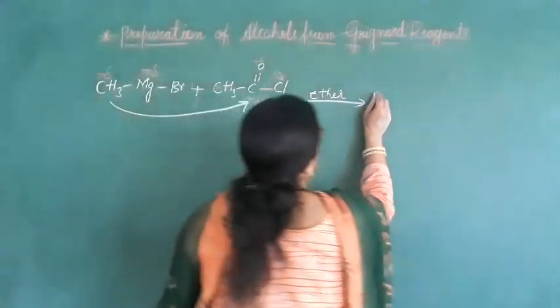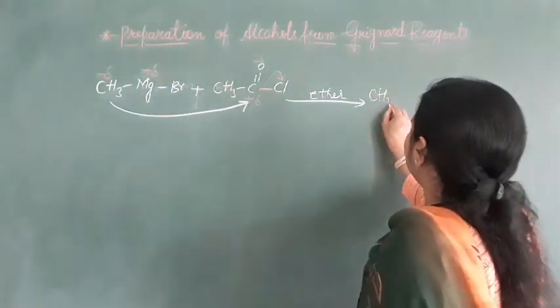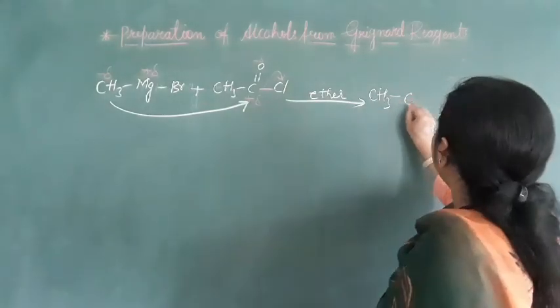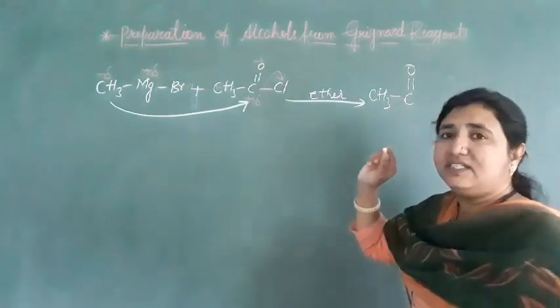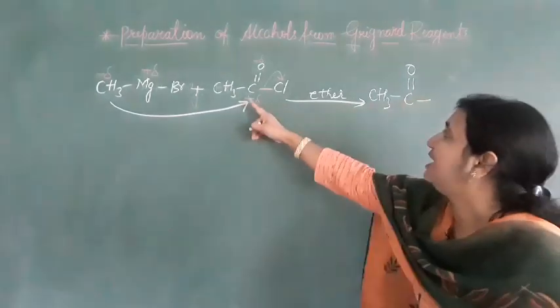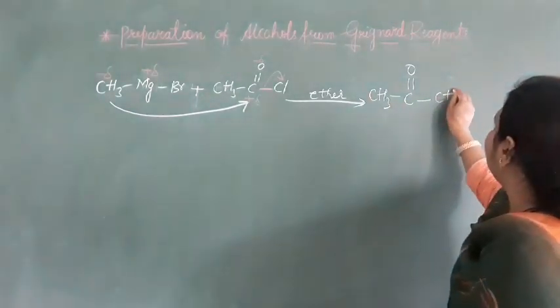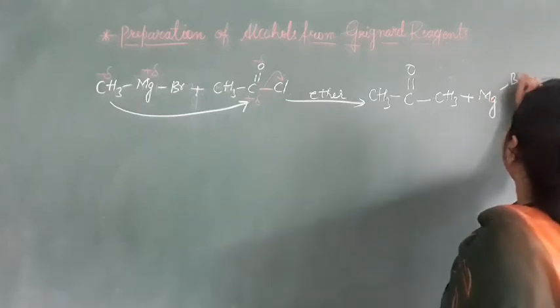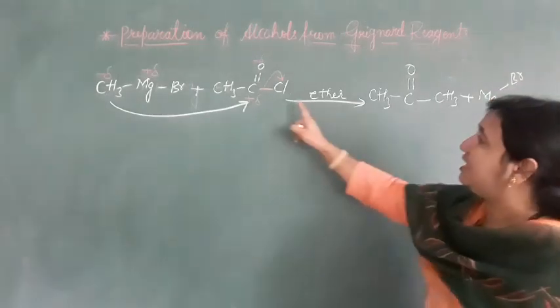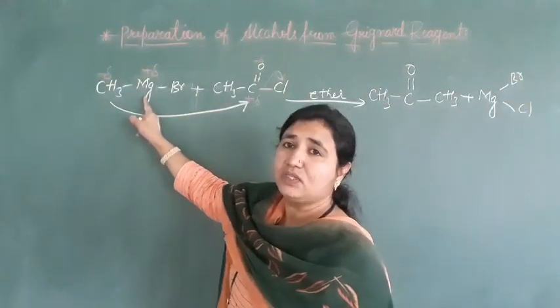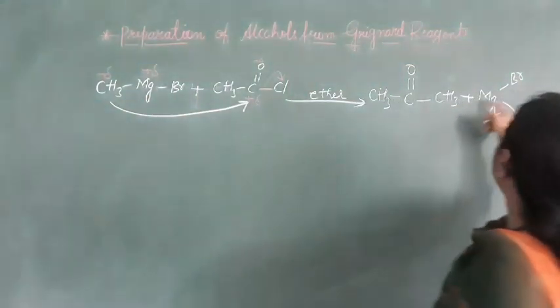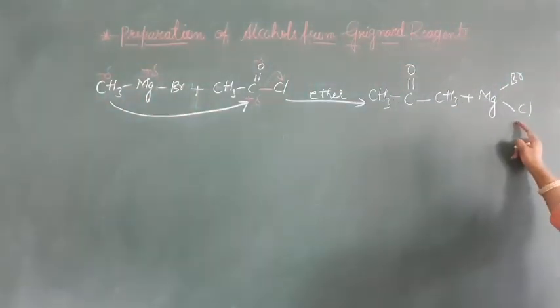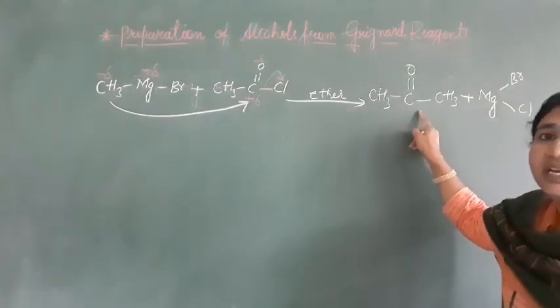So what product are we getting here? This is CH3, and C, this double bond will remain as it is, O here, and this CH3 will add on this carbon here. Plus Mg and this Br and this Cl. So this Cl will go with this Mg here. So we will get MgBrCl. What did we get here? We got acetone.